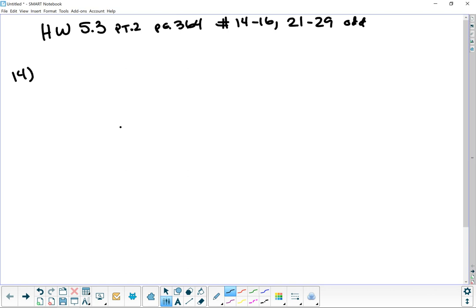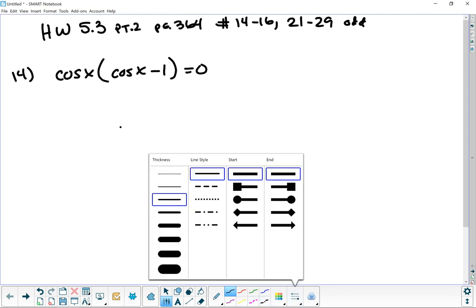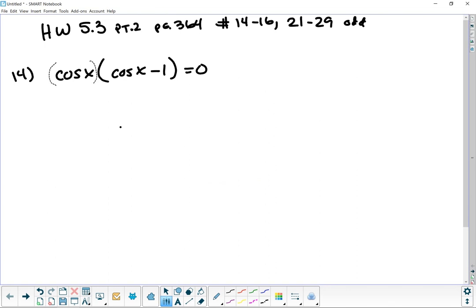14, we've got cosine x times cosine x minus 1 equals 0. All right, so this one is actually set up for us already. So this is cosine x, parentheses, cosine x minus 1 equals 0. This is already factored, so we don't need to do anything special here because this is already two things being multiplied together. So all we have to do is write it down as cosine x equals 0 or cosine x minus 1 equals 0. Right? Solve each of them.